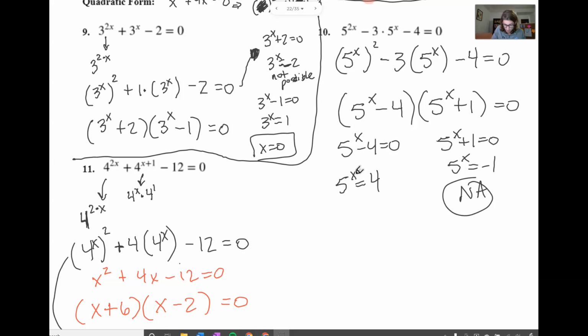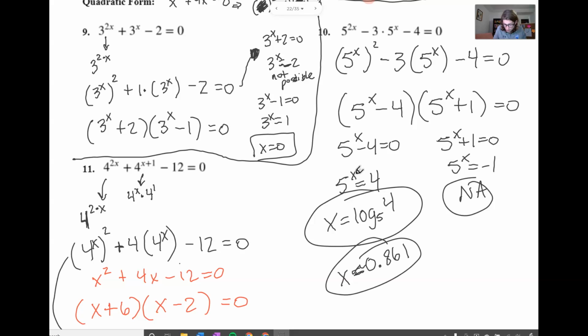So my very final thing I'm doing today, x equals log base 5, because that's the base of the exponent, of 4. That is the exact value. The approximate value of log base 5 of 4 is about 0.861, approximately. So there's your approximate answer. There's your exact answer. That is solving equations with logs and exponentials all mixed together.